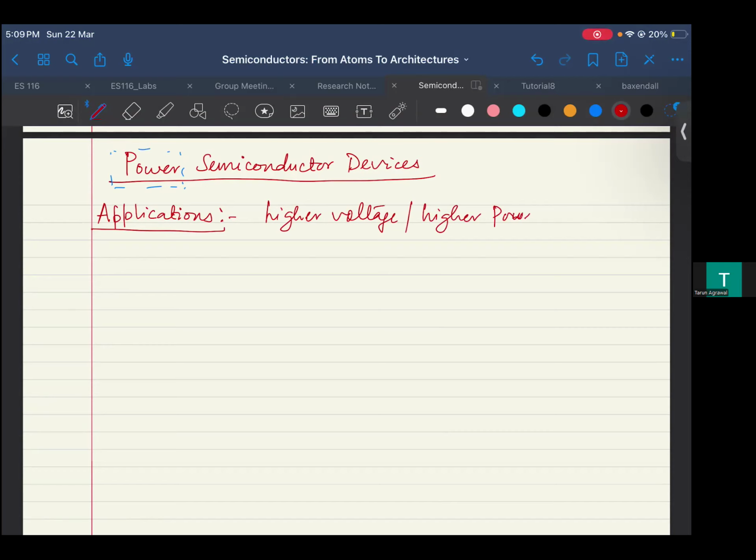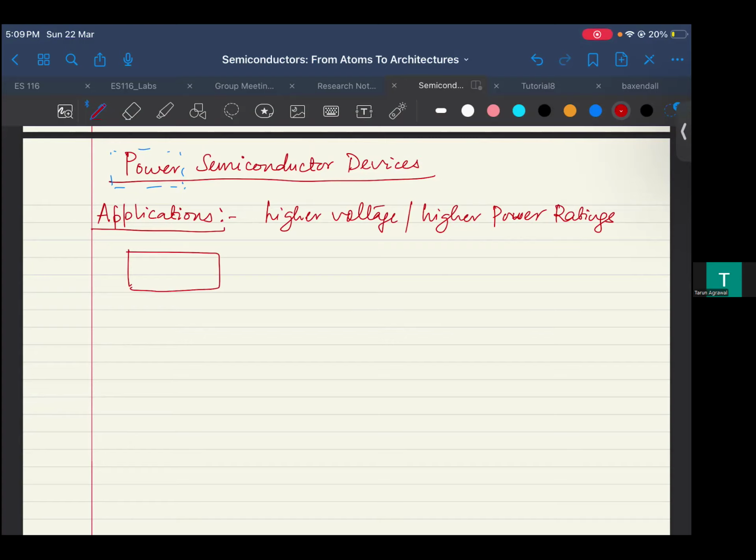Because we know power is current times voltage. So if you are using higher voltages, there is a certain current also passing, so that is also higher power ratings. Now, where is that going to be used? Based on the voltage, this can be further divided into different bands.